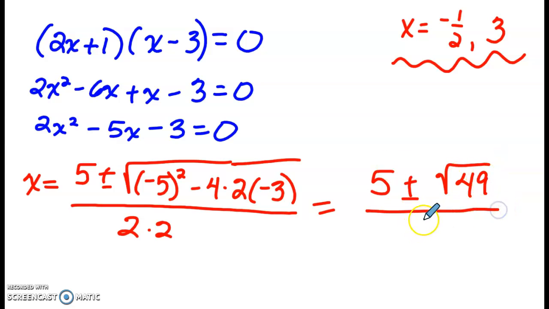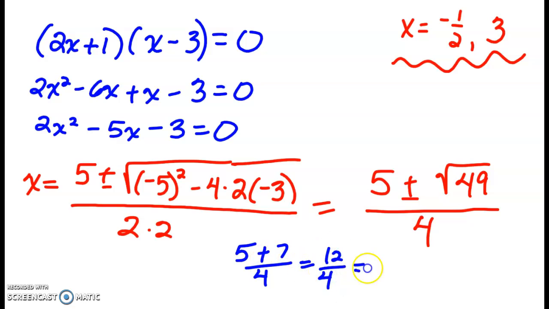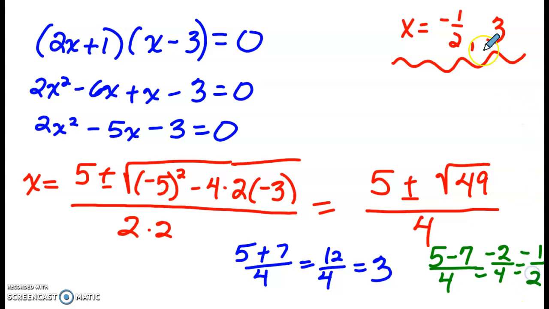But again, if you can't do that in your head, no worries. Let your calculator do the arithmetic for you. Don't even put the radical over it. Just put this stuff to get the 49. Now we know the square root of the 49 is 7. So now we're going to say the answer's going to be 5 plus 7 over 4. That's 12 over 4, which is 3. And the other one will be 5 minus 7 over 4. That's -2 over 4, and that's -1/2. And hey, look at that. Our answers match what we predicted they would be.